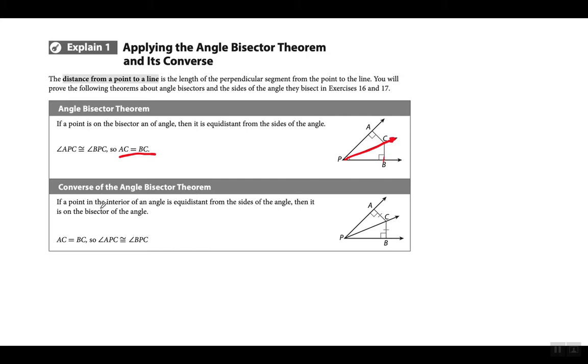And then right down here, the converse of that theorem is the same thing in reverse. Here they're not telling us that this angle equals this angle. However, they are telling us that this segment, because of this line right here, segment AC is congruent to segment BC. These two segments are equal. If these two segments are equal, that means that this is the angle bisector, so therefore this angle is congruent to this angle.